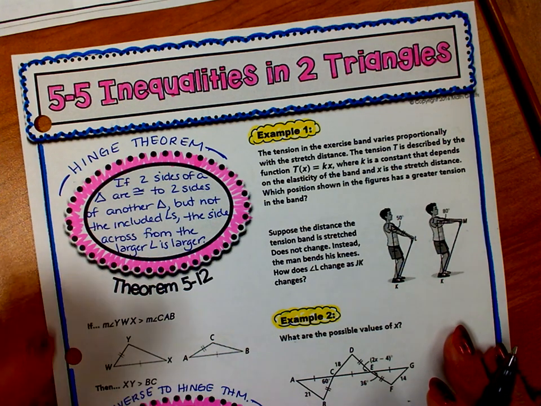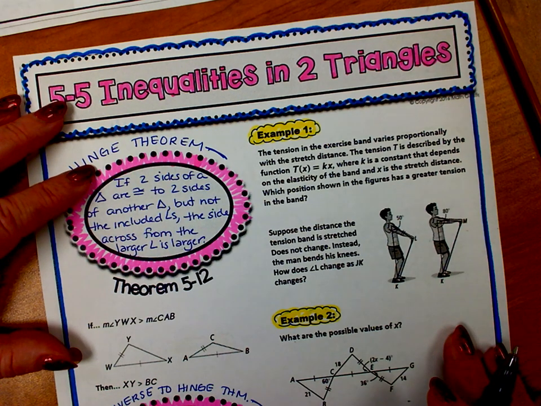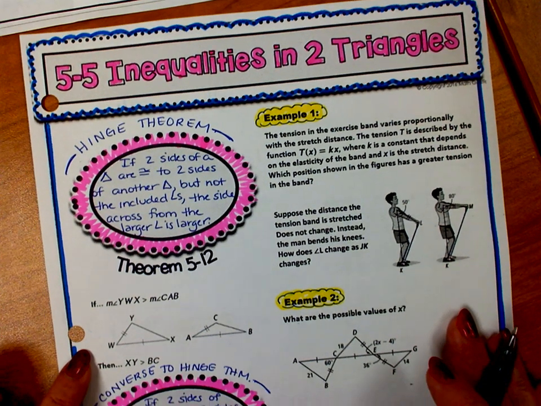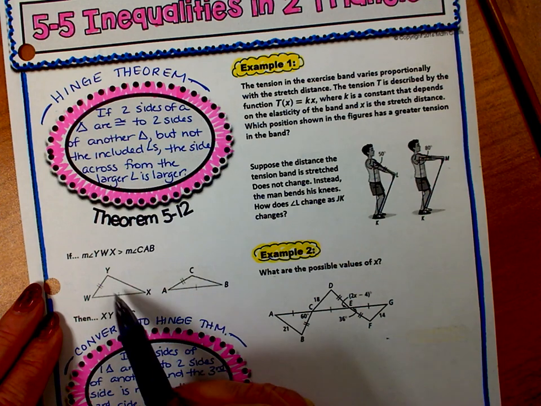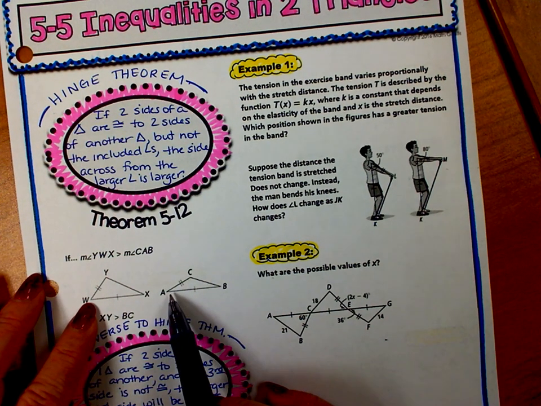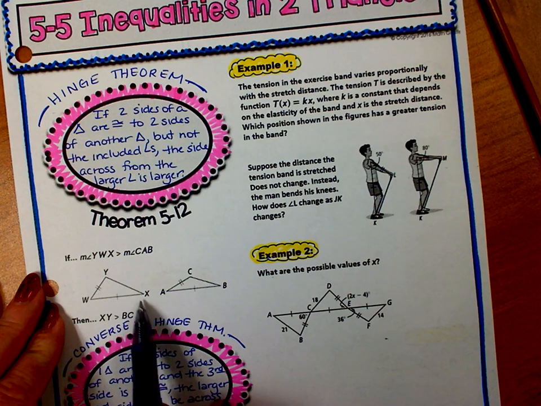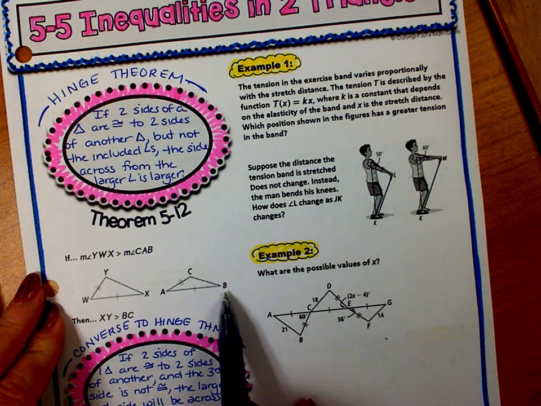The hinge theorem says if two sides of a triangle are congruent to two sides of another triangle, but not the included angles, the side across from the larger angle is larger. So, looking at this diagram, we have two congruent sides and two angles that aren't the same. And so, since angle W is bigger than angle A, then side XY is going to be larger than side BC.